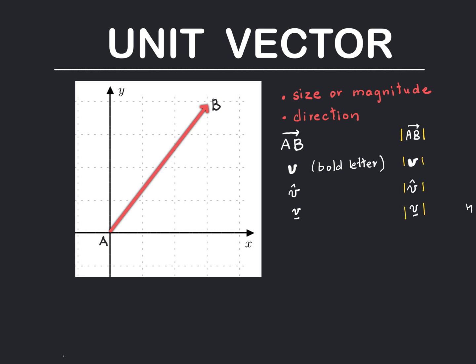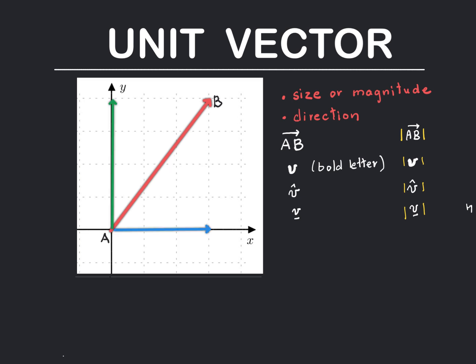Now, if we want to represent this AB vector mathematically, we will need to look at how far it goes in the x direction and in the y direction. In other words, how far away is the vector's head in the horizontal direction and how far away is the vector's head in the vertical direction. So let's say that in the x direction the distance is 3 units and in the y direction it is 4 units.